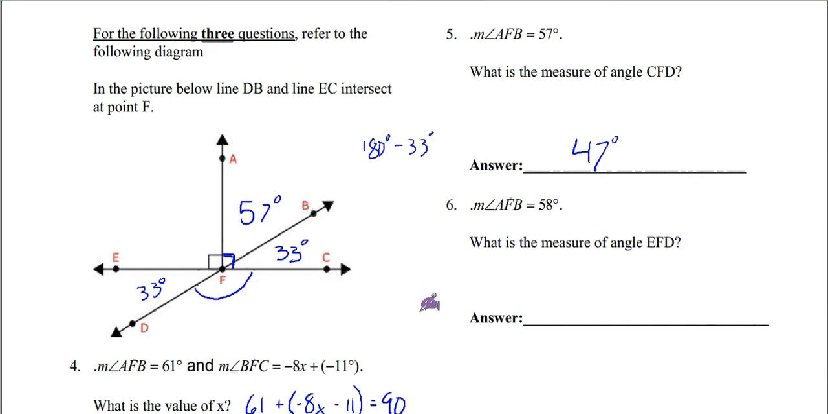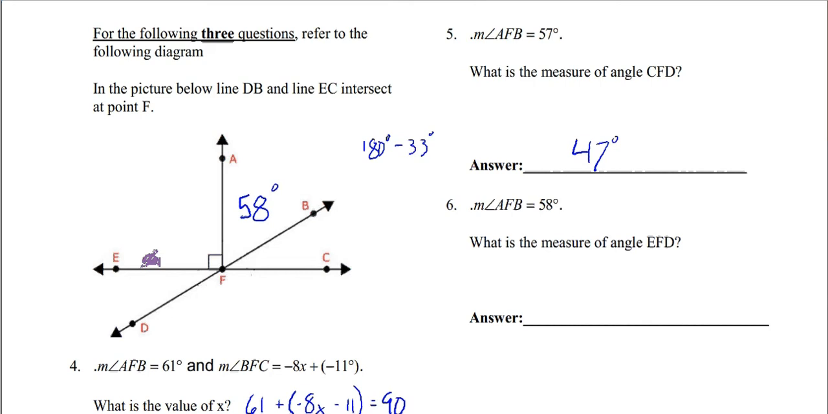CFD is 47 degrees. For the last one, number 6, again, I'm just going to erase all of this stuff. Almost all of it went away. There we go. Get our pen back. 58 degrees. That's AFB, so that's the same angle. Now we're calling it 58 degrees instead of 57 or 61. EFD.